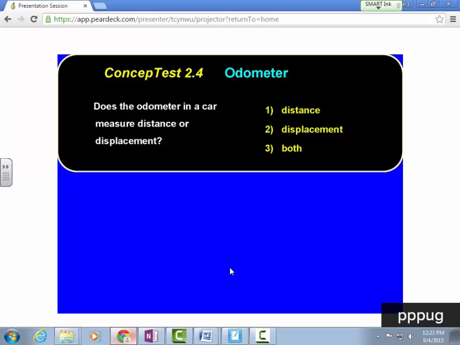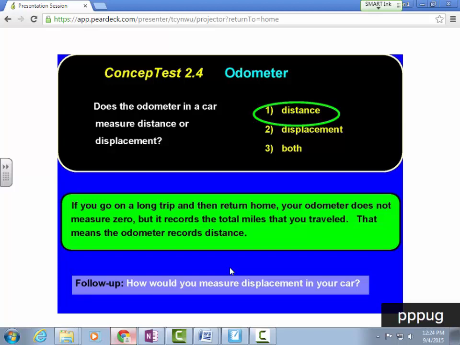So have you ever observed that? Would you ever buy a car that does that? No. You would never buy a car that does that. Why? Because you had no idea how many miles are on the car. So how would you measure displacement?